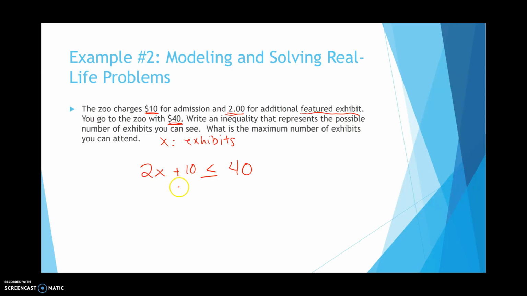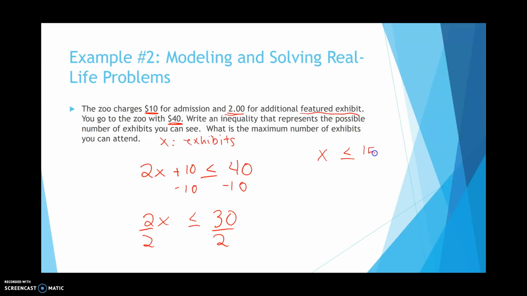What I'm going to do is subtract 10 from both sides. So what I have is 2x ≤ 30. Again, we're solving for x, so we're going to divide both sides by 2. We're not dividing by a negative, so we're going to keep the inequality sign the way it is. So my final answer here is x ≤ 30 divided by 2, which is 15.